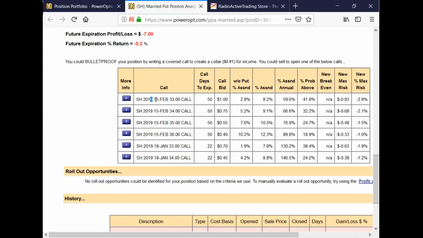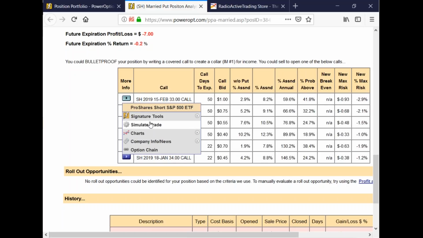Let's take a look. So we can see here I could sell the February 33 call, get about $1 in premium. Now that gives me a potential max 8.2% return if assigned. My new cost basis drops down to 32.07. So now, with still having the 33 put in place, I have a guaranteed profit of 93 cents or 2.9% with the potential to make 8.2. So that sounds like a good trade-off, doesn't it?